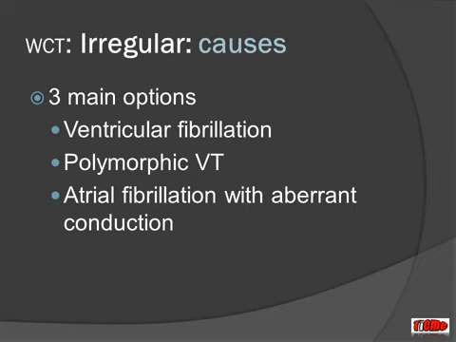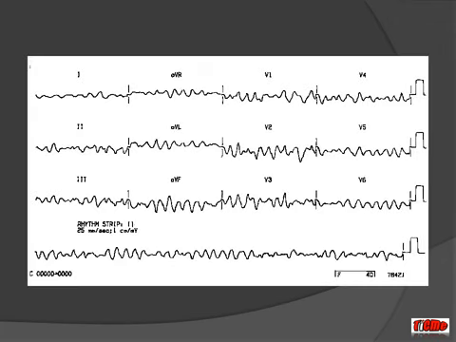Alright, so now we move on to irregular wide complex tachycardia. And in irregular wide complex tachycardia, there's really three main options: VF, polymorphic ventricular tachycardia, or atrial fibrillation with aberrant conduction. This is the ECG that basically should never be done, and it's not hard to see that there is a very chaotic looking baseline. There are no formed QRS complexes. The rhythm is irregular, so this is ventricular fibrillation or VF.